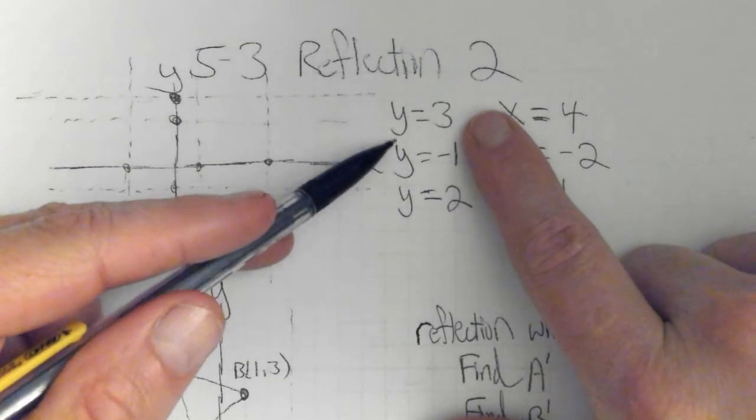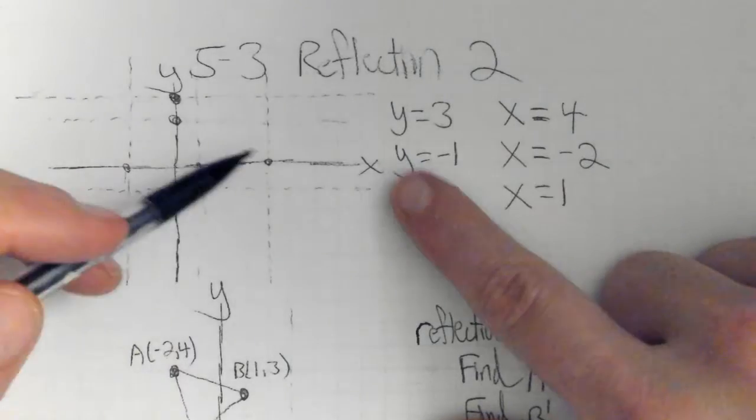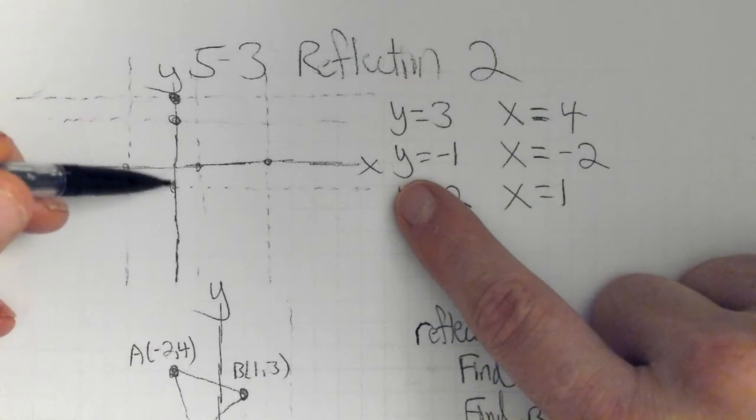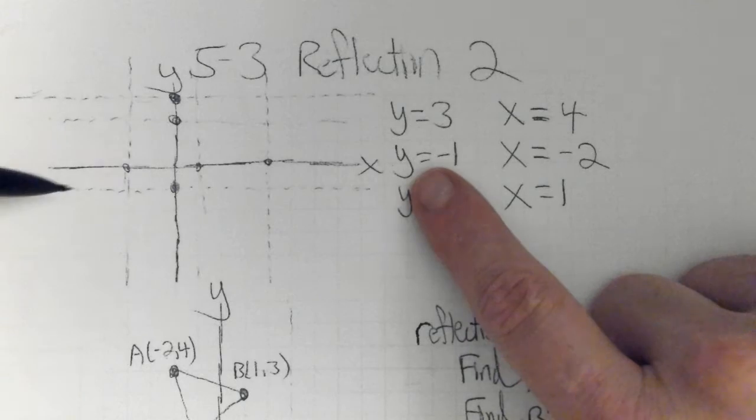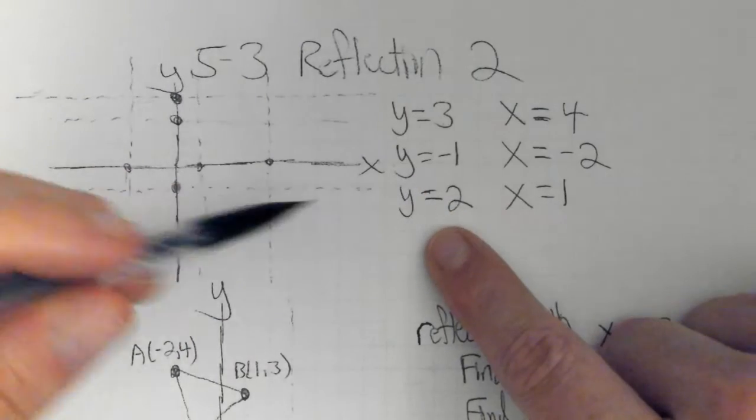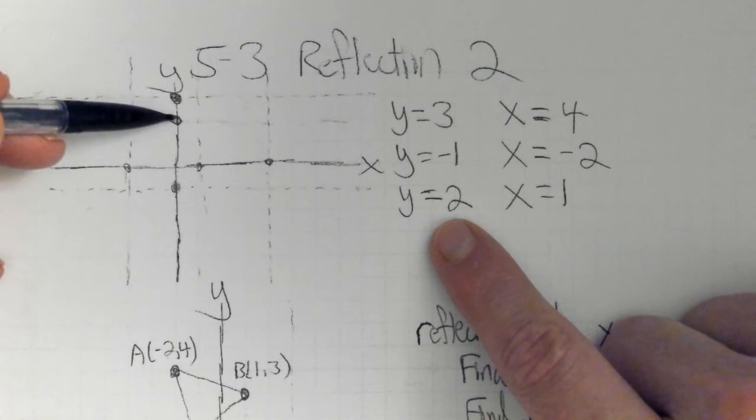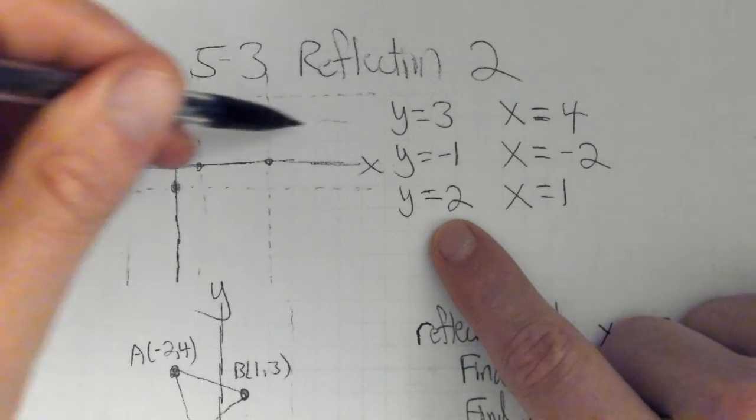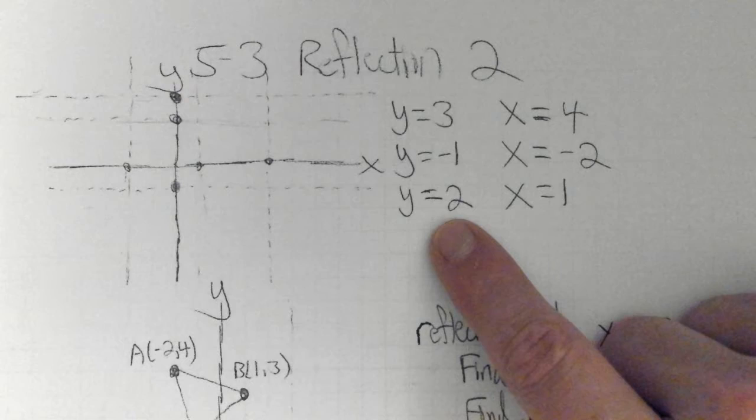So any line that's y equals is going to be a horizontal line. Y equals -1, locate -1 on the y-axis, draw a horizontal line through it. That would be the line y equals -1. Y equals 2, go up 2, draw a horizontal line through it. That's the line y equals 2, right?